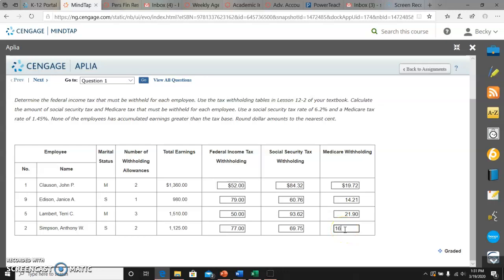and 16.31 for Anthony. So remember, whenever it's federal income tax, we go to the table to look it up. If it's Social Security or Medicare, we use the percentages, 6.2% for Social Security and 1.45% for Medicare.